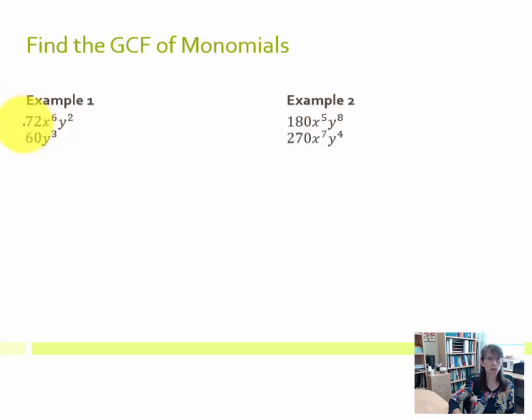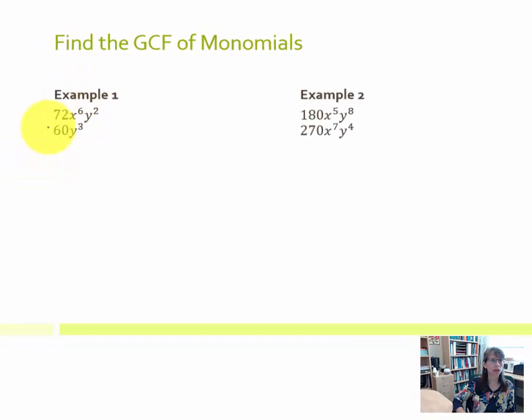In our first example, we have two separate terms, 72x to the 6th y squared compared with 60y cubed. So we want to look at the numerical coefficients first. We'll start with 72, and the factor ladder simply means we're dividing this numerical coefficient by prime numbers. Since 72 is an even number, I'll start by division of 2.